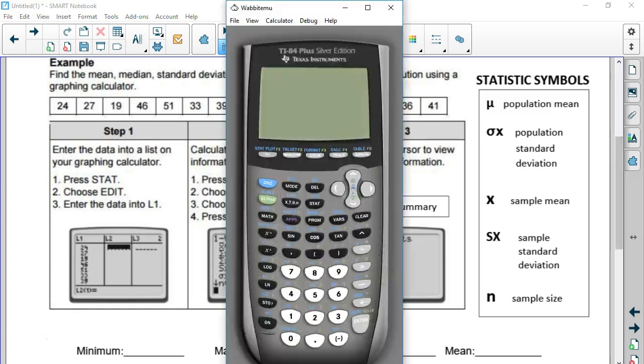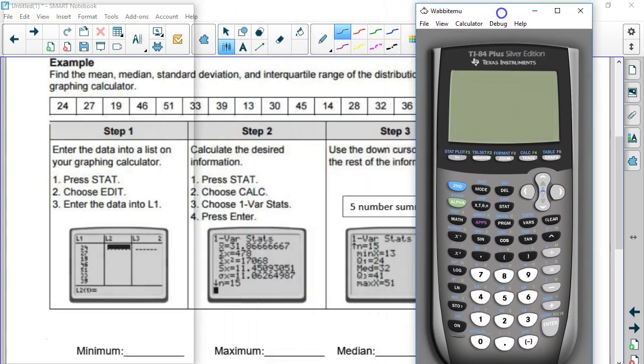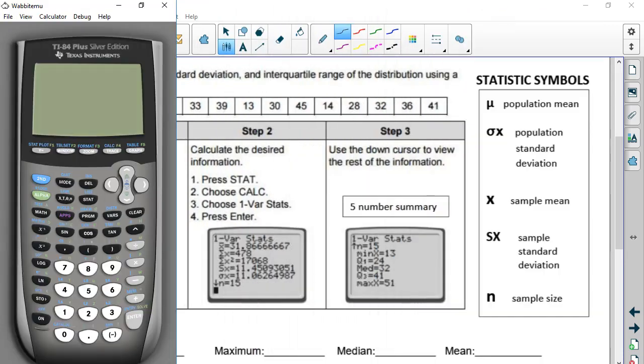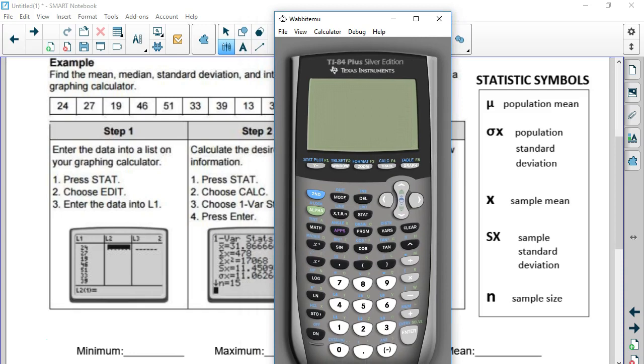So, for example, well, that's not where I wanted it. Okay, so we turn it on. We're going to press Stat. We're choosing Edit. And you're literally just going to put these numbers in. Okay? And just watch. 24, 27, 19, 46.